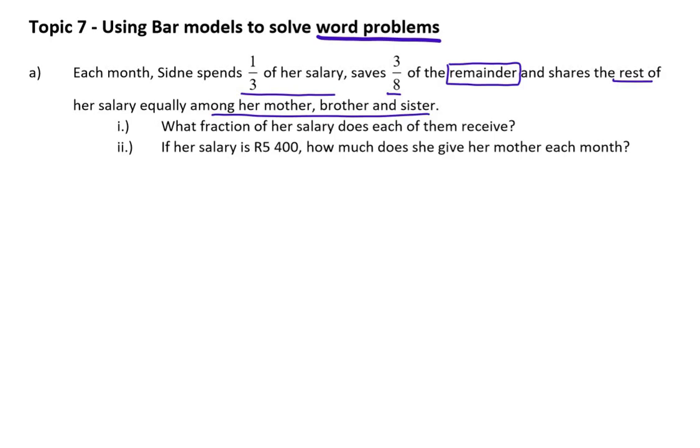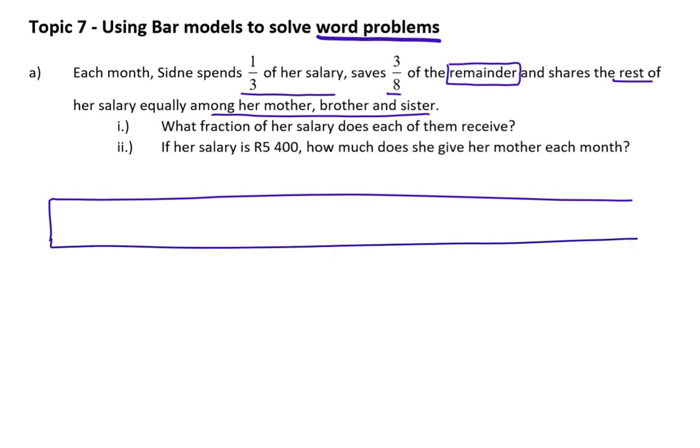Okay, now what a bar model is, you start with a bar that represents the entire situation. So I start with a bar that represents her entire salary. Now, Sydney spends 1/3 of her salary. So I'm going to divide this into 3 blocks because she's going to spend 1/3.